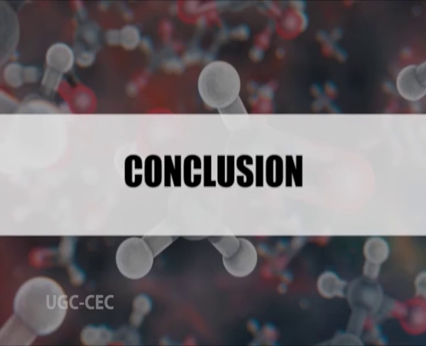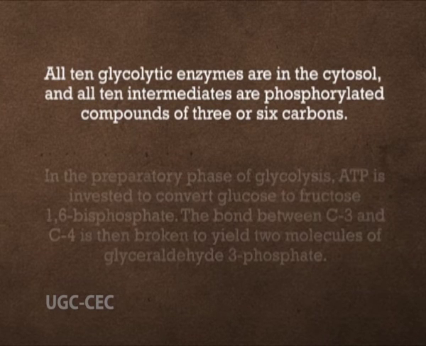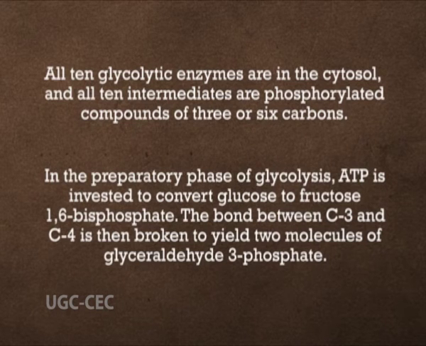Now let's come to the conclusion. Glycolysis is a near universal pathway by which a glucose molecule is oxidized to two molecules of pyruvate with energy conserved as ATP and NADH. All 10 glycolytic enzymes are in the cytosol, and all 10 intermediates are phosphorylated compounds of 3 or 6 carbons. In the preparatory phase of glycolysis, ATP is invested to convert glucose to fructose 1,6-bisphosphate. The bond between C3 and C4 is then broken to yield 2 molecules of glyceraldehyde 3-phosphate.